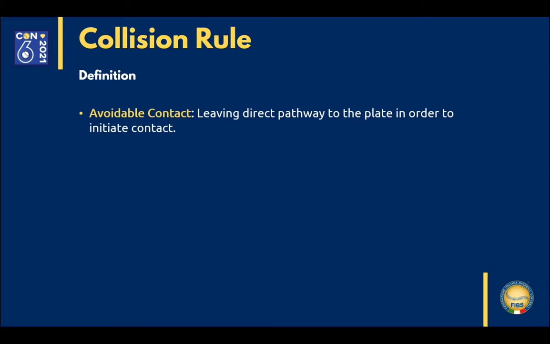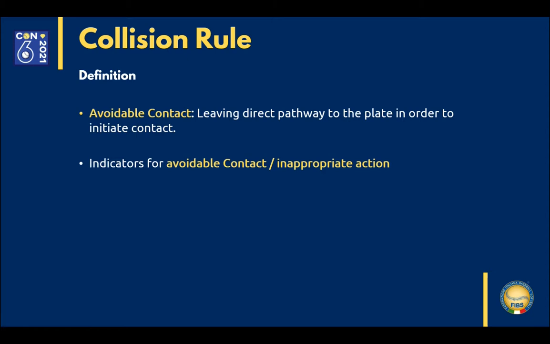So, an avoidable contact will be given when the runner is leaving his direct pathway to the plate in order to initiate contact. So, this is an avoidable collision. Keep in mind, if the runner has a free pathway to home plate, and then he's leaving this direct pathway in order to initiate contact, this is a violation of the rule.